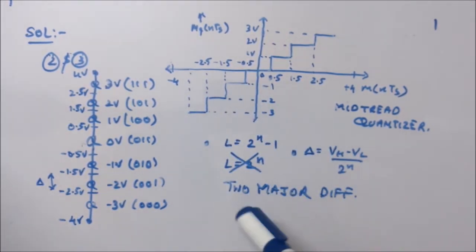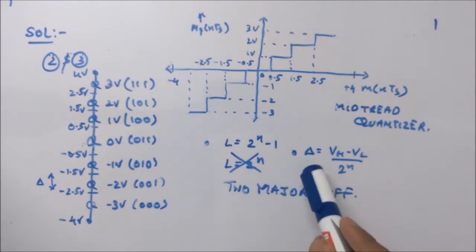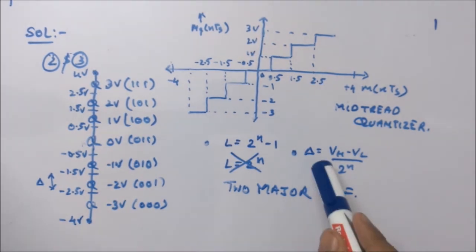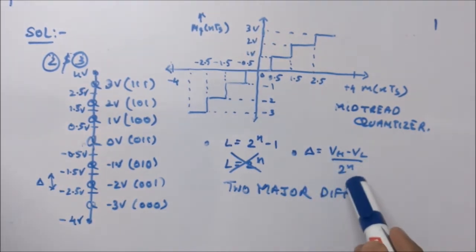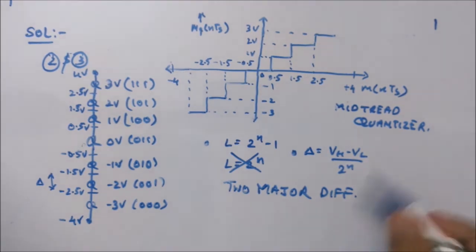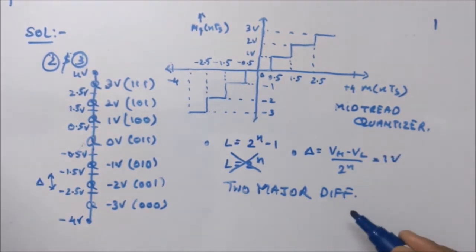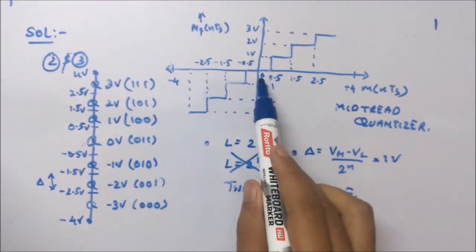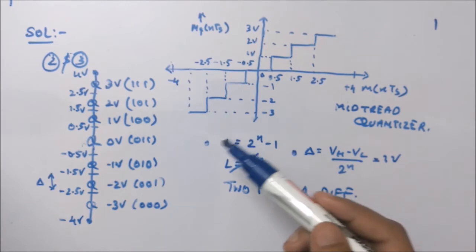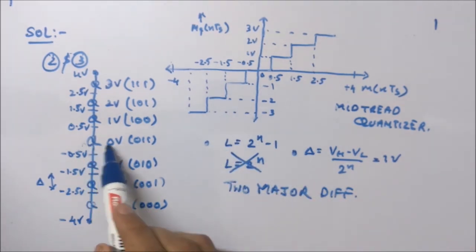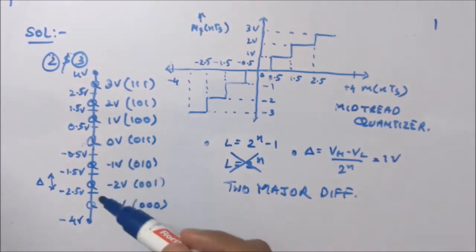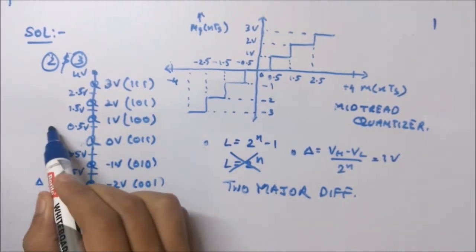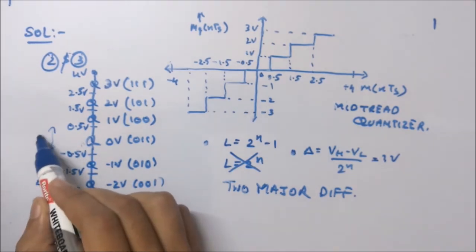So you have to be cautious about this, and you have to mark your amplitude with respect to this 0 volt. Now if L is not equal to 2 to the power n, it doesn't mean your delta value will change. Your delta value will be the same, Vh minus Vl divided by 2 to the power n, which was 1 volt in our case. So delta will be the same, only the levels will change, because one of the levels is 0 volt. Here I have marked 0 volt as one of the quantized levels.